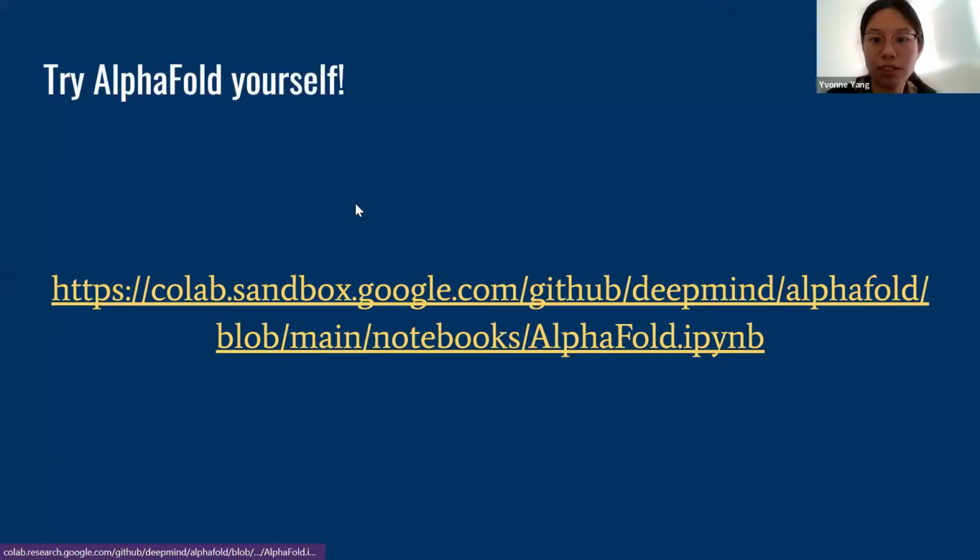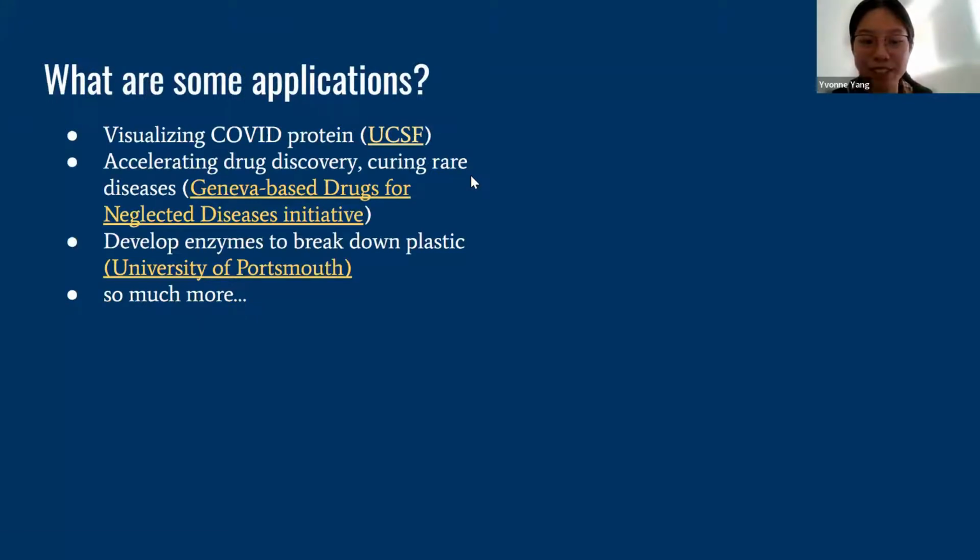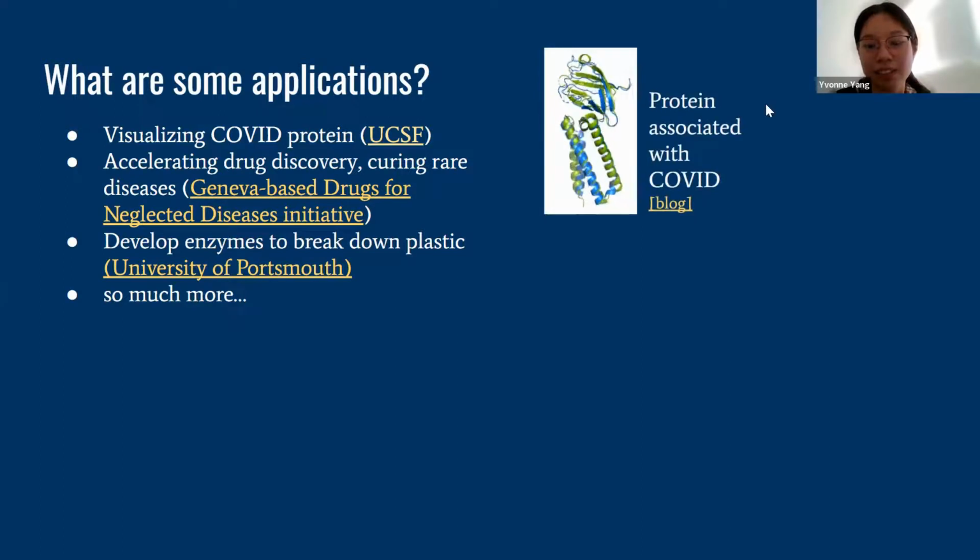So let's talk about applications of AlphaFold. These are very domain specific, and forgive me if I don't know anything about them and butcher what they actually are, but basically I think there was a group of people who visualized the COVID-related proteins with AlphaFold. This is their result. The green part is the experimental results, whereas blue is what's predicted by AlphaFold.